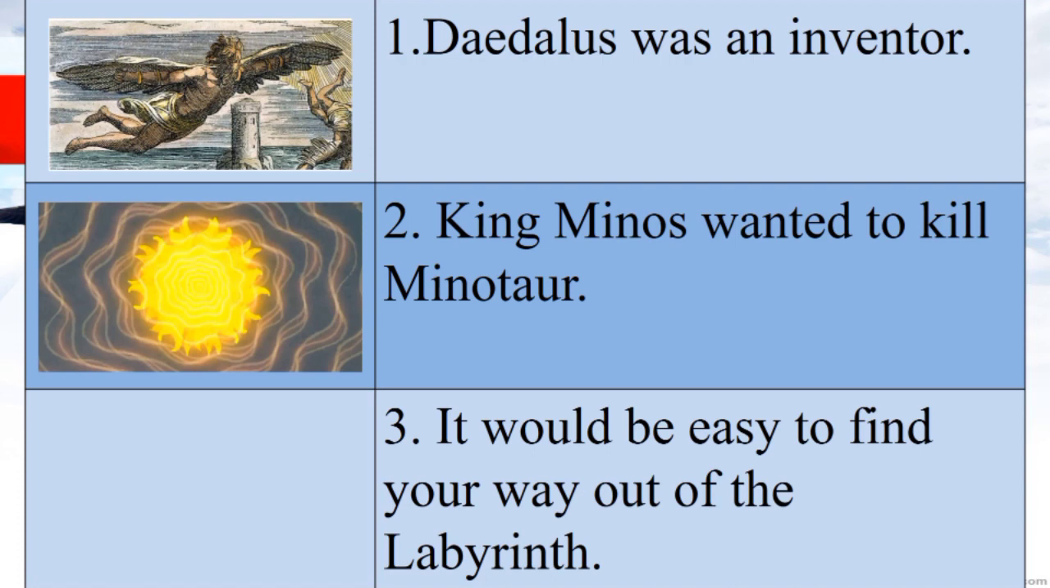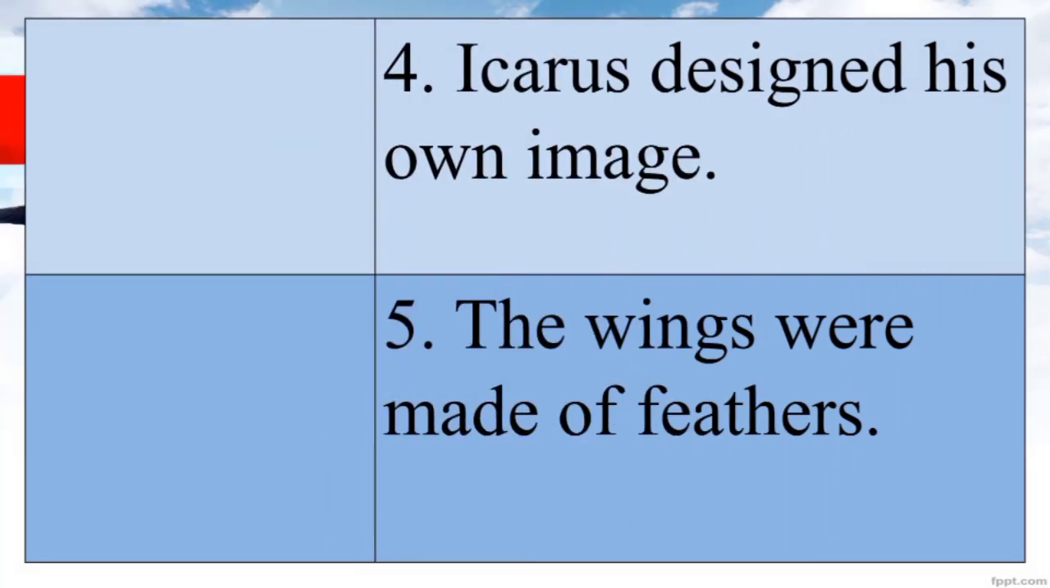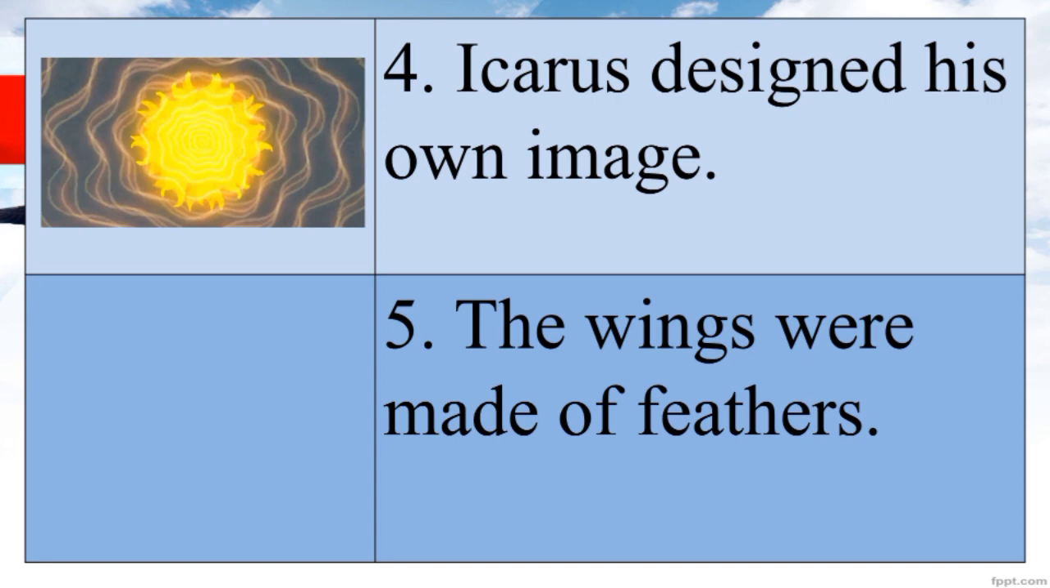Number 3. It would be easy to find your way out of the labyrinth. Wings or sun? Great answer. Sun. Therefore, it's fake. How about number 4? Icarus designed his own image. Wings or sun? Impressive. Sun. Therefore, it's fake.